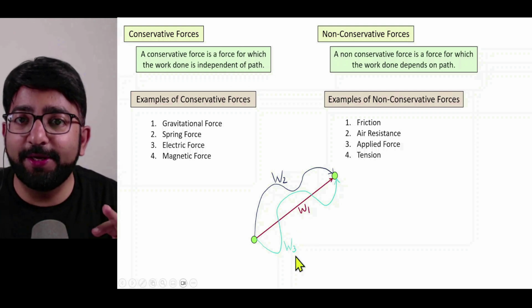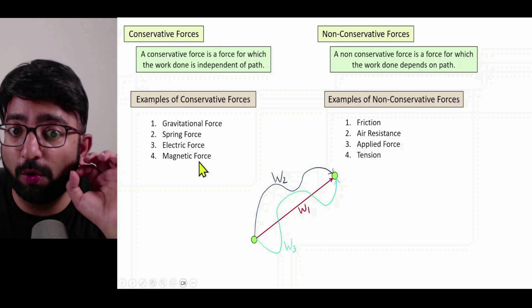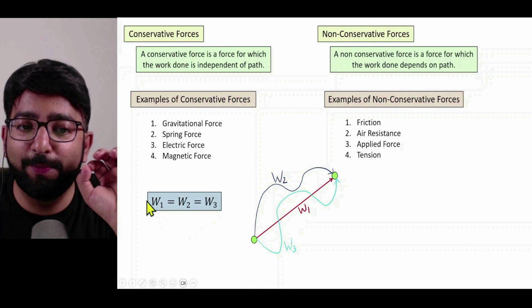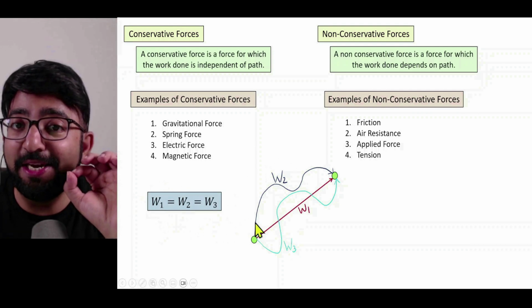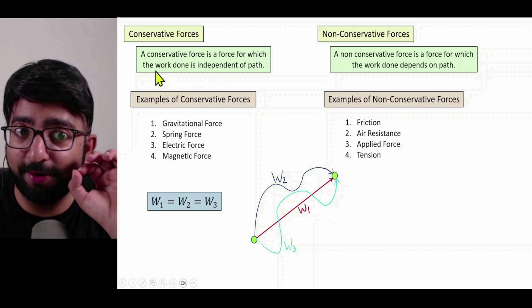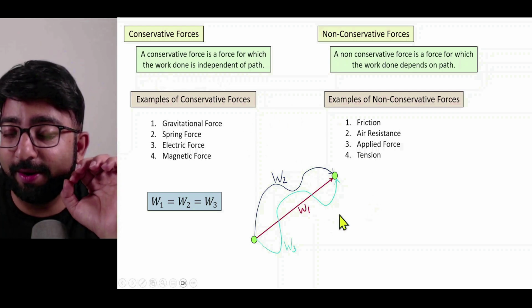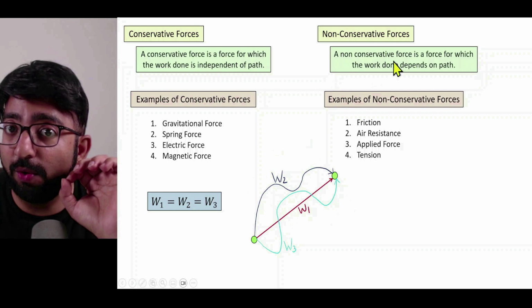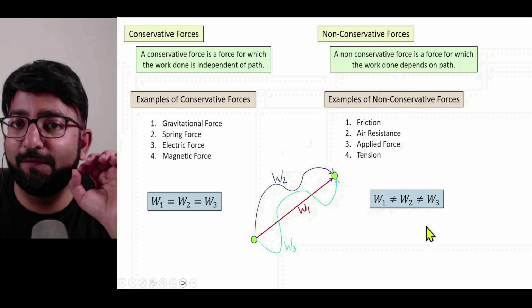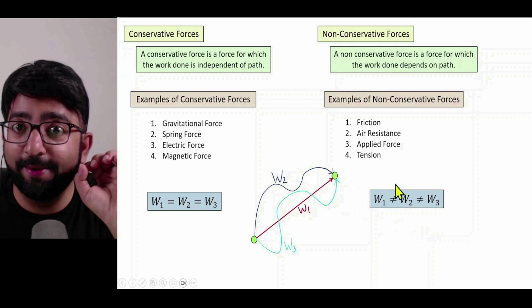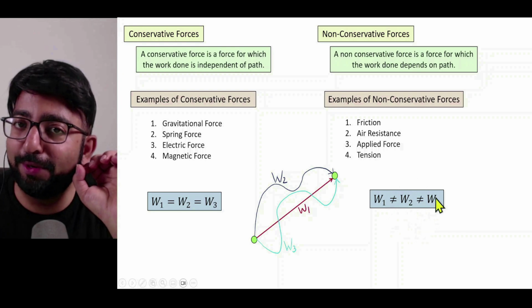According to the definition, if the forces involved are conservative, all the work done will be equal. So work done is independent of the path. That is the definition of conservative. On the other hand, if the forces involved are non-conservative, then the work done will of course be different. So W1 is not equal to W2, not equal to W3.